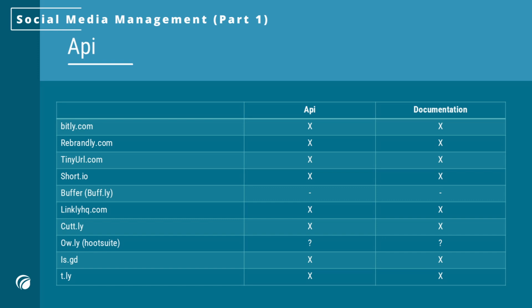Buffer. There doesn't seem to be an API available, but then the goal is to integrate other platforms. Linkly HQ. It has an API and detailed documentation and samples. Cutly. It has an API and limited documentation. Owly. The main site doesn't seem to have any API documentation. Is.gd. It has an API and limited documentation. Tiny. It has an API and limited documentation and samples.